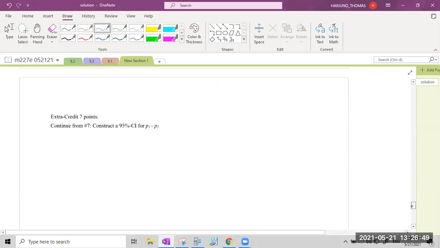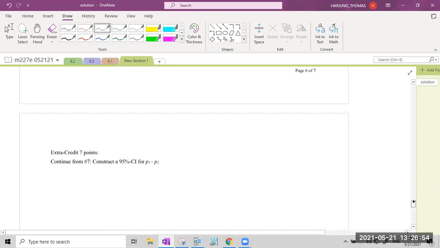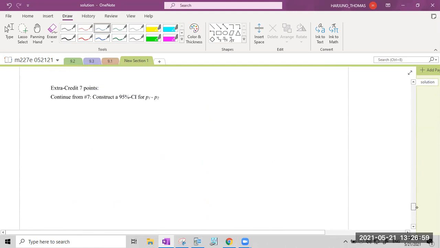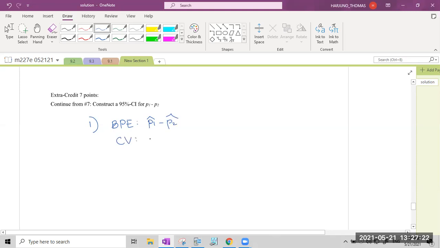The time's up, right? Okay, extra credit from number 7. That's the last page. Can you construct a 95% confidence interval for that? Can you do that? Thomas, you never teach that though. Oh, implicitly I did. So first, what is the best point estimate? The best point estimate is P1 hat minus P2 hat. The critical value will be Z score.